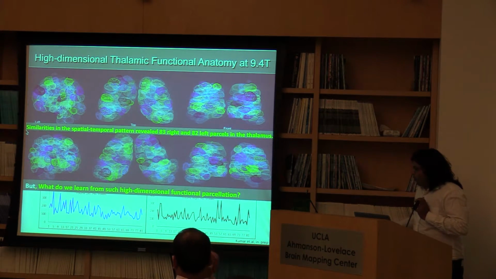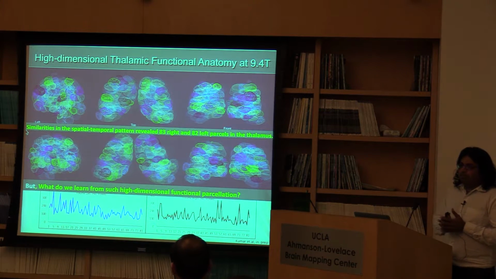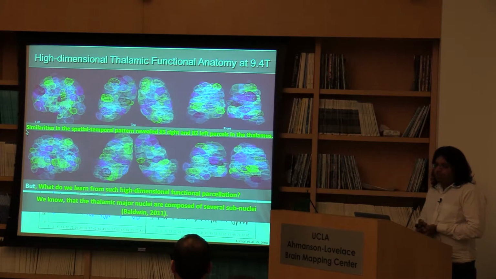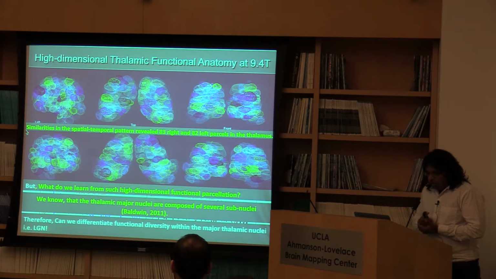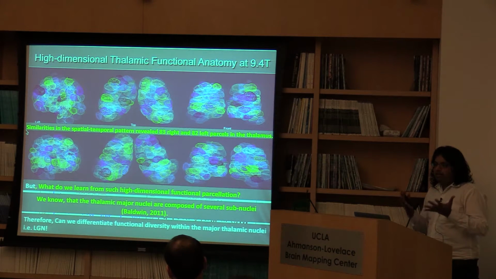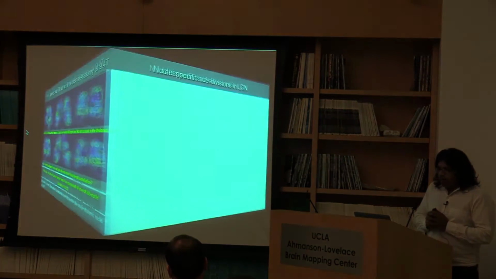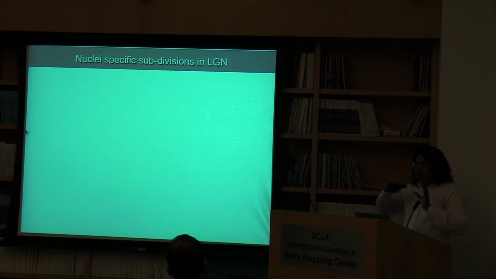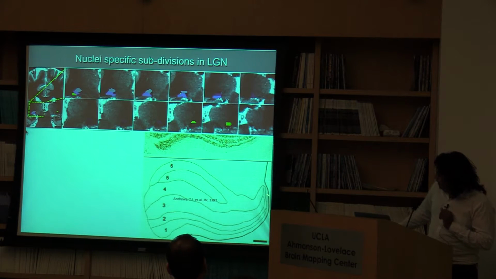So the question is, what do we learn from such a high dimensional functional parcellation? We know that thalamic nuclei are composed of several subnuclei. So can we differentiate functional diversity within major thalamic nuclei, such as the LGN? We know that the LGN gets input from the retina, superior colliculus, and brainstem, and projects to the visual cortex. And it has a defined layered organization, which was shown by Andrews and colleagues.